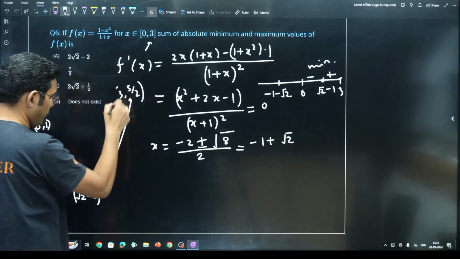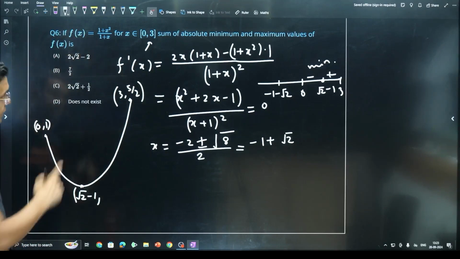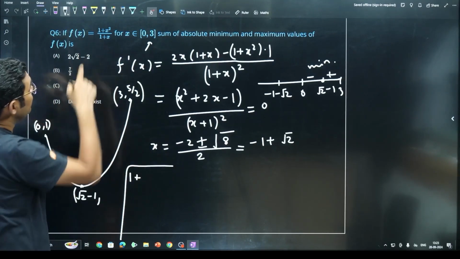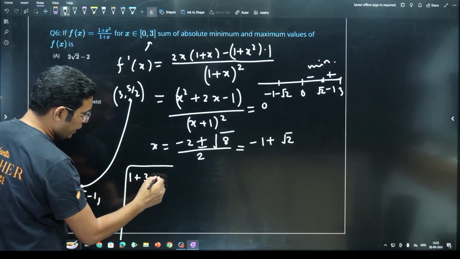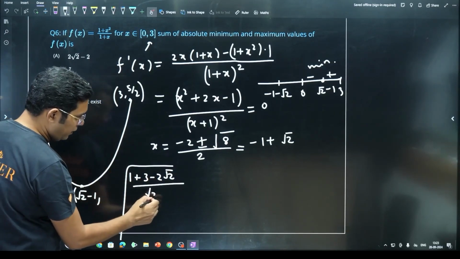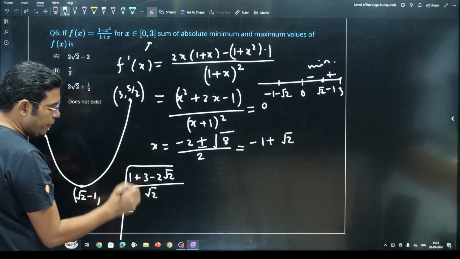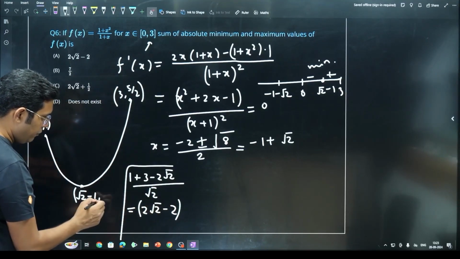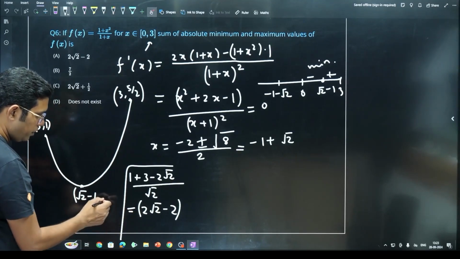At root 2 minus 1, if I put it in this expression, let's do this calculation here. So 1 plus x square will be (3 minus 2 root 2) whole divided by just root 2 here. So if you divide by root 2, this becomes 2 root 2 minus 2. So that is the minimum value here, 2 root 2 minus 2.